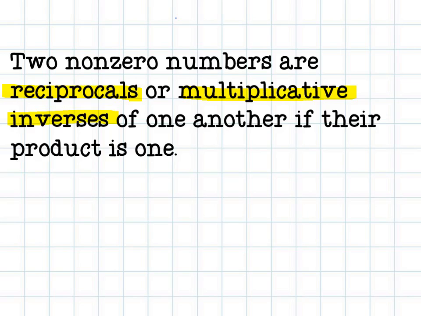So for example, two non-zero numbers are reciprocals or multiplicative inverses of one another if their product is 1. So any time you're multiplying, if you take two numbers and multiply them and their product comes out to 1, you have a reciprocal or an inverse.